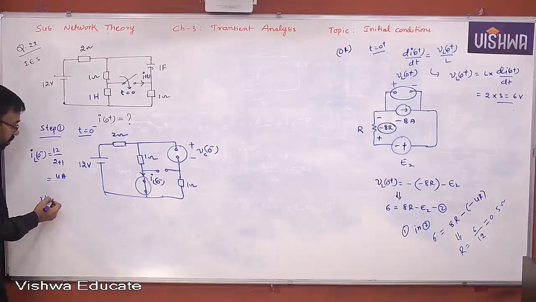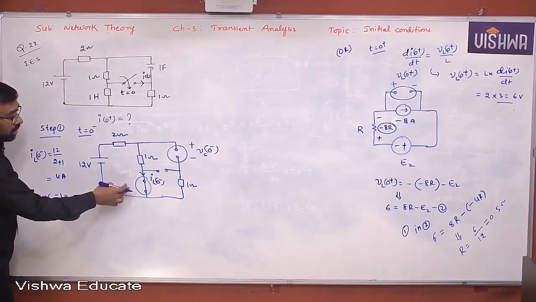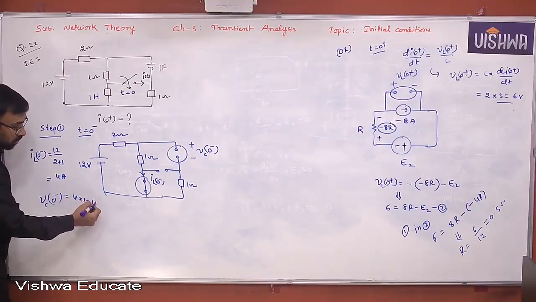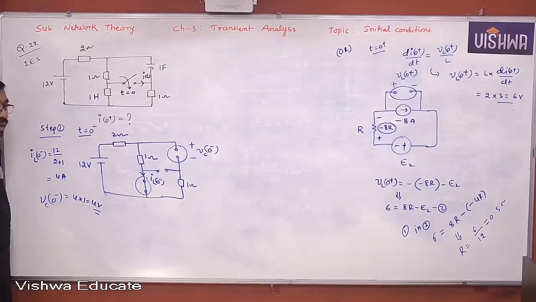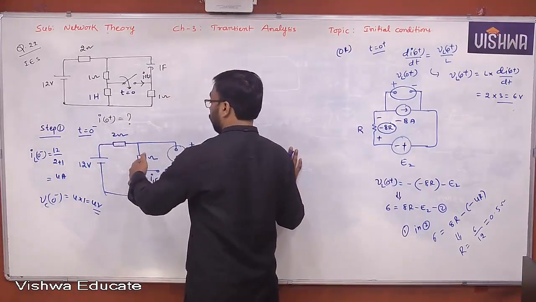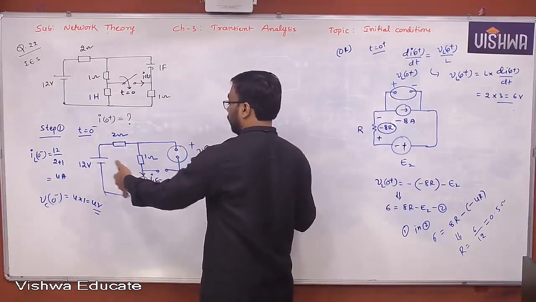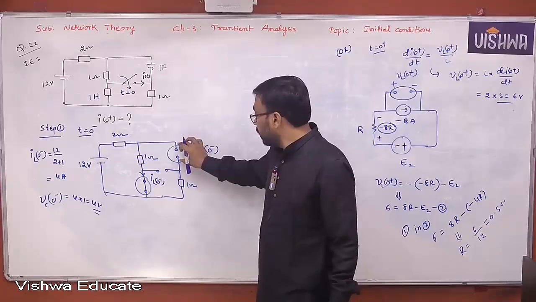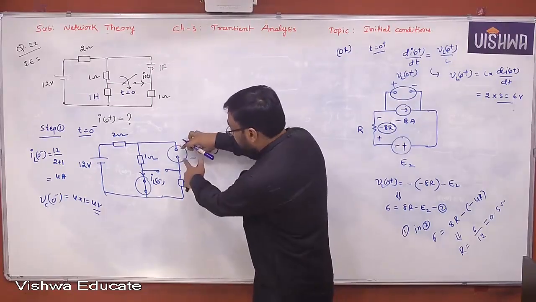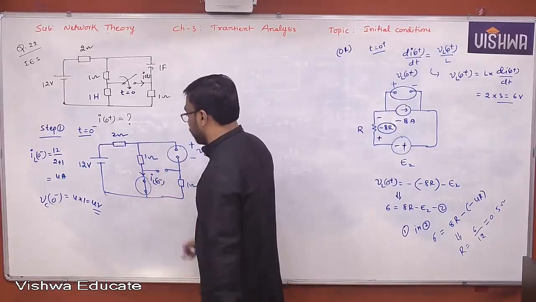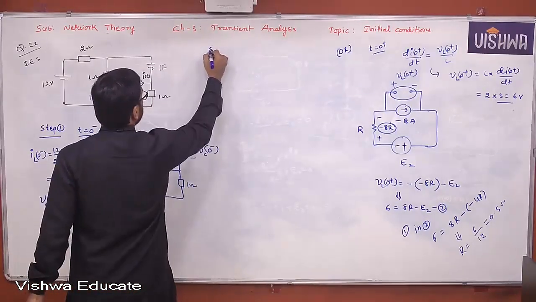What is Vc of 0 minus? Since 4 amperes is flowing here, 4 into 1, that is 4 volts. Got it, all of you? 12 by 3 ohm is nothing but 4 ampere, and 4 into 1 is nothing but Vc of 0 minus. Because it is open, the voltage across these two terminals is nothing but the voltage across the 1 ohm. That's it. Now let's go for step 2.